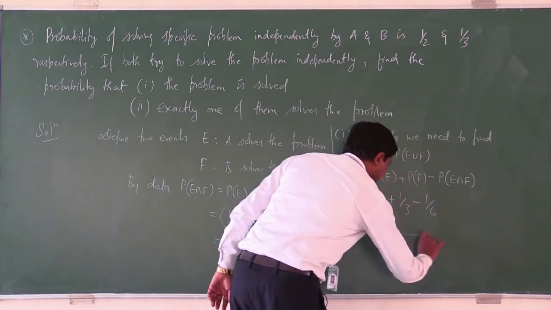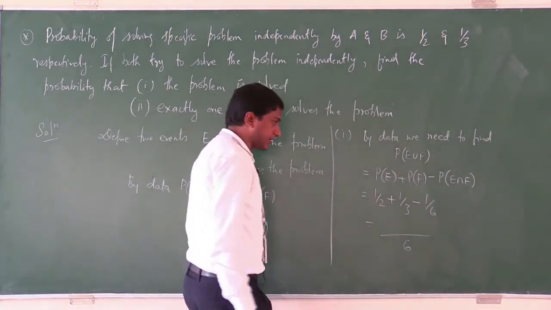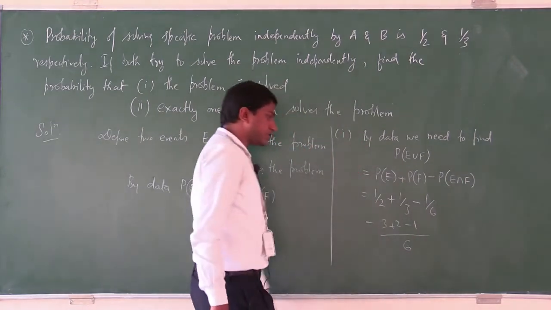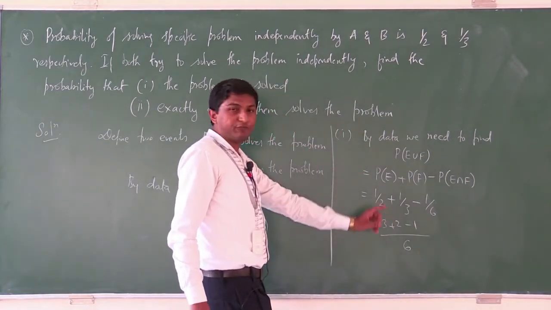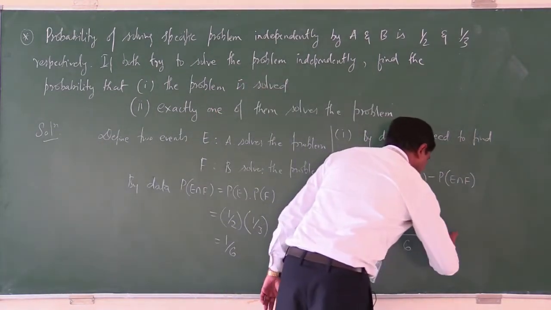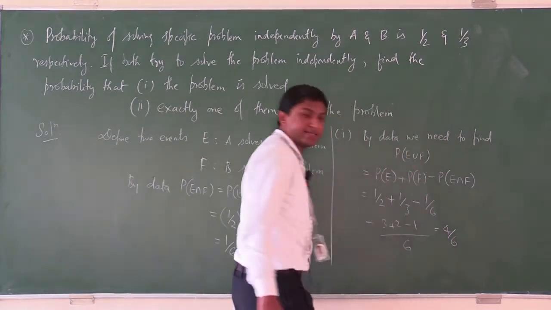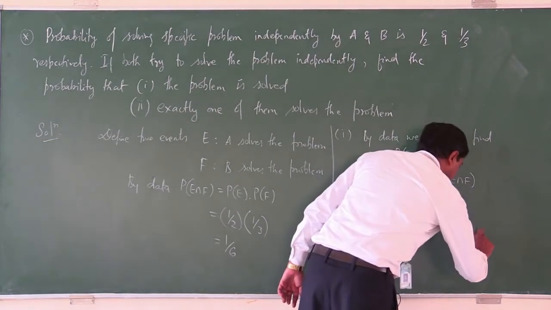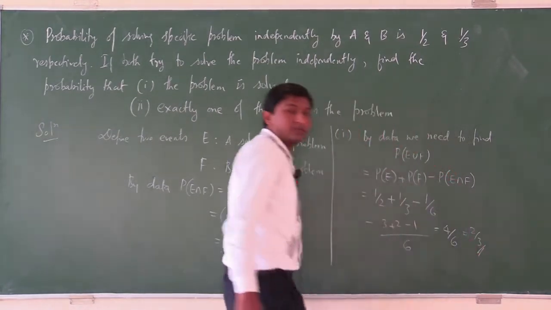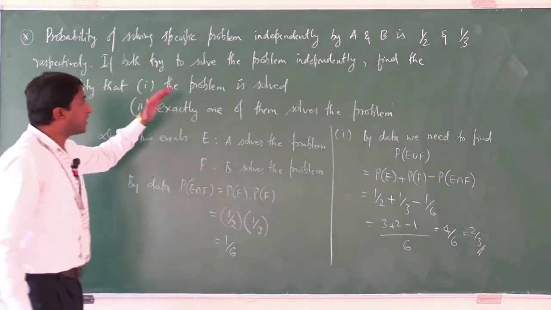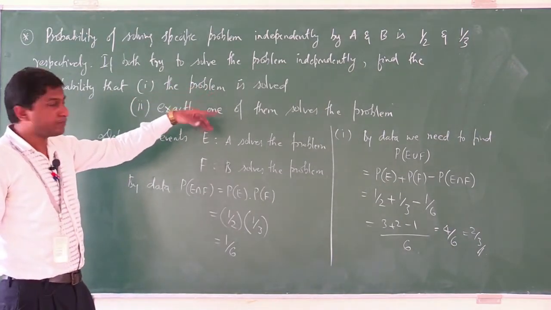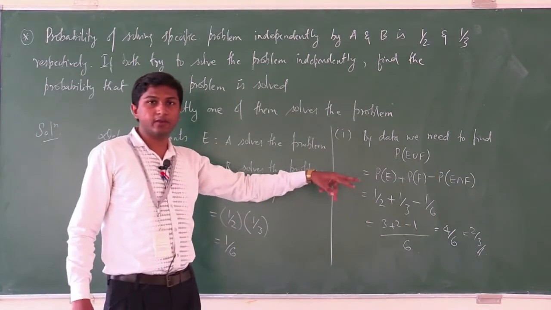On simplifying this, the LCM we get it as 6. So what do we get here? 3 plus 2 minus 1. 3 plus 2 is 5. 5 minus 1 is 4. So this is 4 by 6. On further simplifying this fraction, what do we get? We get 2 by 3. So what have we found out? We have found out the probability that the problem is solved. The probability is 2 by 3.